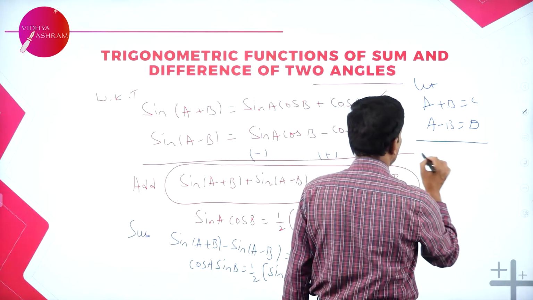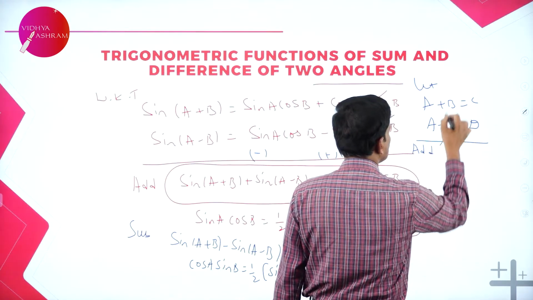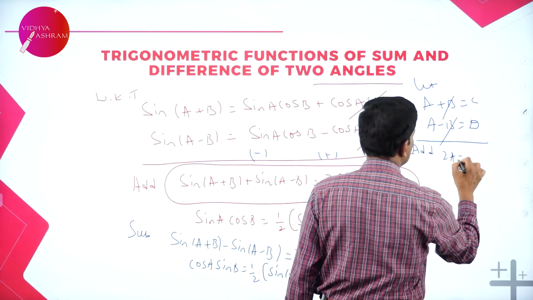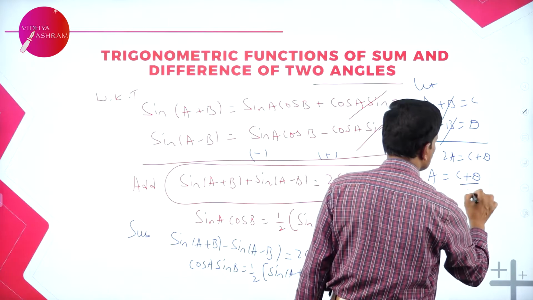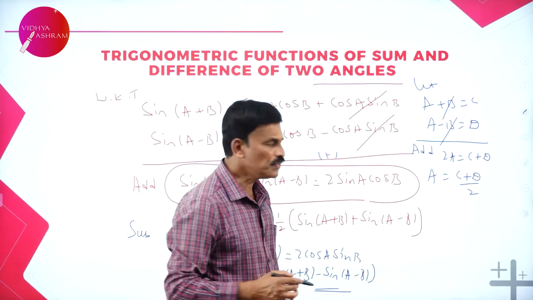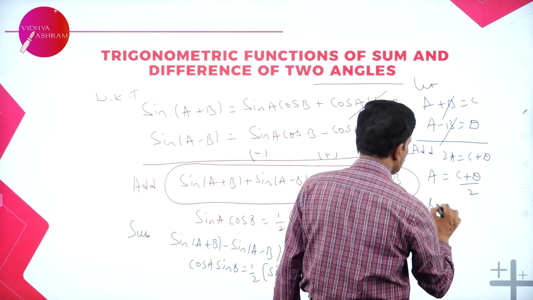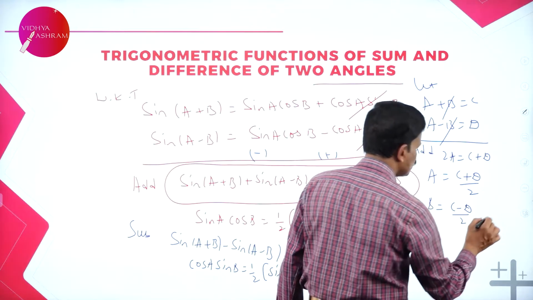Add these. If you add, what we will get? Minus b plus b gets cancelled. 2a is equal to c plus d. A is equal to (c plus d) by 2. Similarly, if we subtract, what we will get? B is equal to (c minus d) by 2.